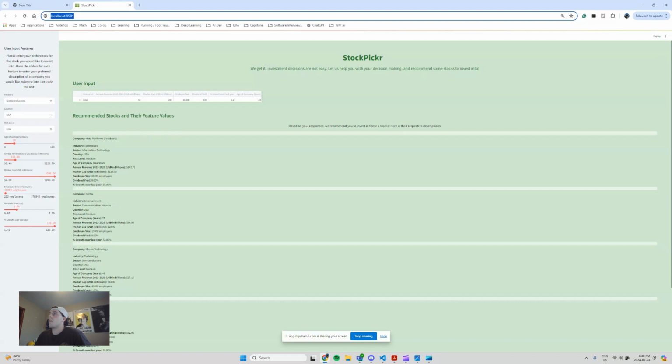As we can see here, here's our interface, StockPickr. We have some write-ups about what this product is for. And on the left side here, we can see the user input features. And so here we can actually enter our preferences for what kind of stock we want to invest into.